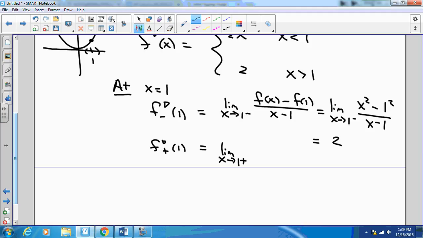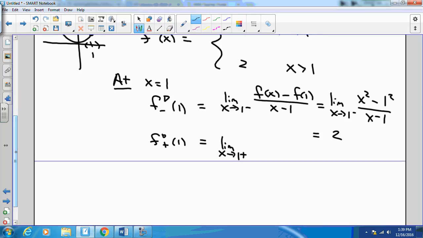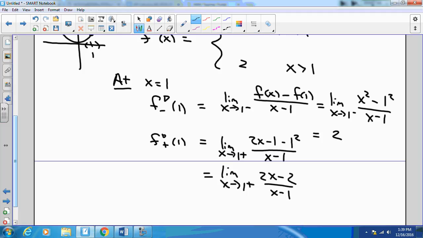Now, for x greater than 1, what is f of x? 2x minus 1. But now, what is f of 1? Still 1 squared, yes. But when I simplify, good things happen, because I get the limit as x goes to 1 of 2x minus 2 over x minus 1, which is still 2.